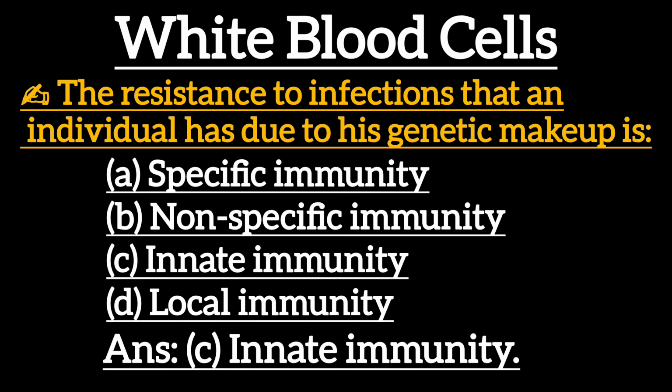Next one: the resistance to infections that an individual has due to his genetic makeup is option A, specific immunity. Option B, non-specific immunity. Option C, innate immunity. Option D, local immunity. Correct answer is option C, innate immunity.